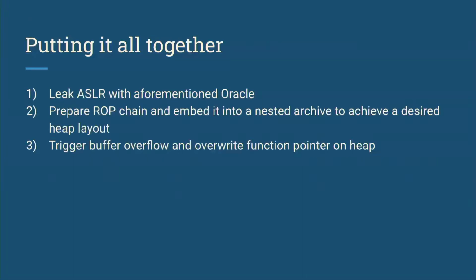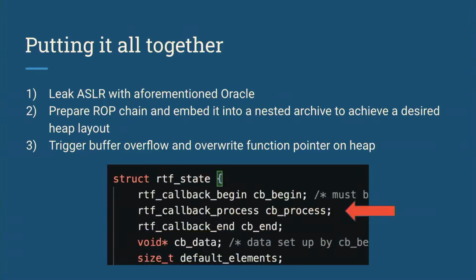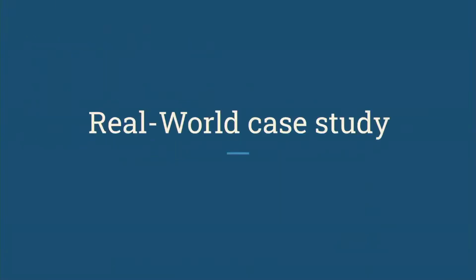So let's put it all together. In the interest of time, I'll have to stay very high level here. We leak ASLR with the aforementioned oracle, and then we prepare a heap layout where we can overwrite a function pointer on the heap. This triggers a buffer overflow, and then we do a standard ROP chain to gain remote code execution. The function pointer we overwrote was called cbprocess in the RTF parser, and it's actually the same function pointer that we used to defeat ASLR that we read out of bounds.